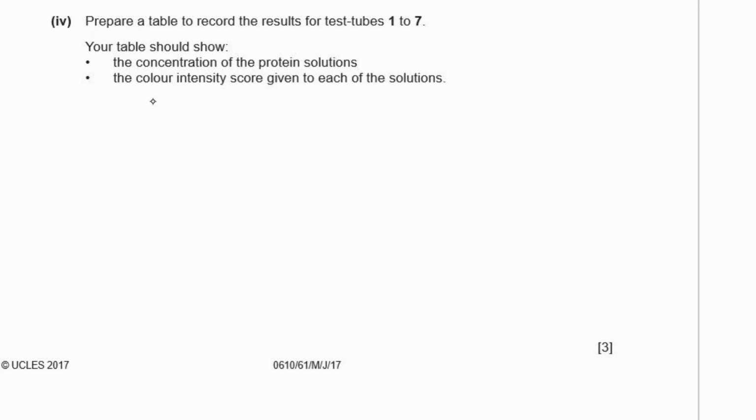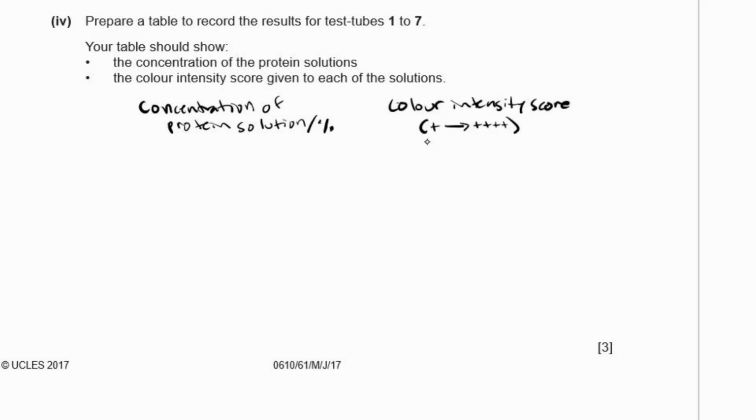Okay, so first of all, in the left-hand column, we should write in the concentration of protein solution in percent. You could write percentage concentration of protein solution in the same way they did in the first table, or you could write concentration of protein solution with a line with percent. Make sure these are clear enough. And in the next column, you should write color intensity score and say a little bit what the score is. Okay, so I put this in brackets because it's not really a unit. It's just a bit of a description about it.